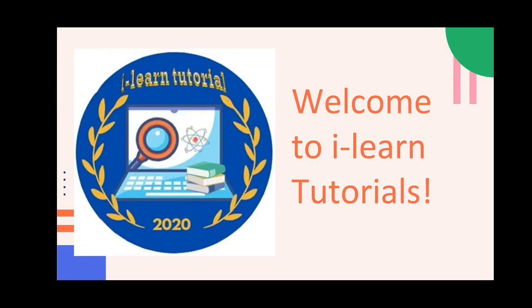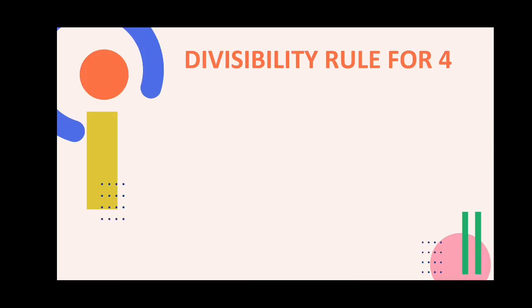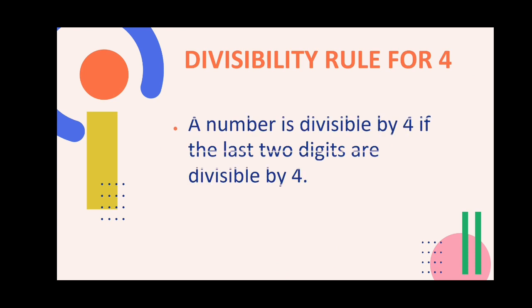Our lesson for today is all about divisibility rules for 4, 8, 11, and 12. Let's start with divisibility rule for 4. A number is divisible by 4 if the last two digits are divisible by 4.